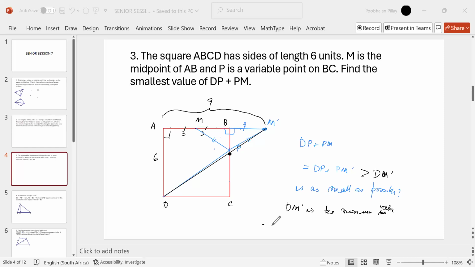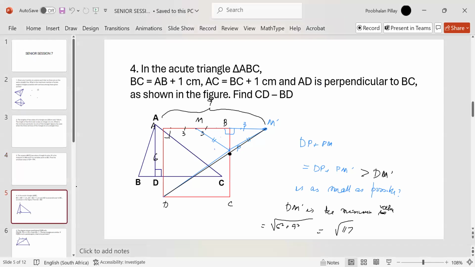So dM prime is equal to the square root of 6 squared plus 9 squared. Right? Those are the other two sides of the right angle triangle, and that is the same as the square root of 117, 81 plus 36. So that is the smallest possible value of dP plus PM. Interesting problem, right? But the trick is that you can't work out the minimum as it stands. But if you take it across, then suddenly the whole thing becomes alive, because you know that the sum of two sides of a triangle is greater than the third. Okay, so that takes care of that problem.